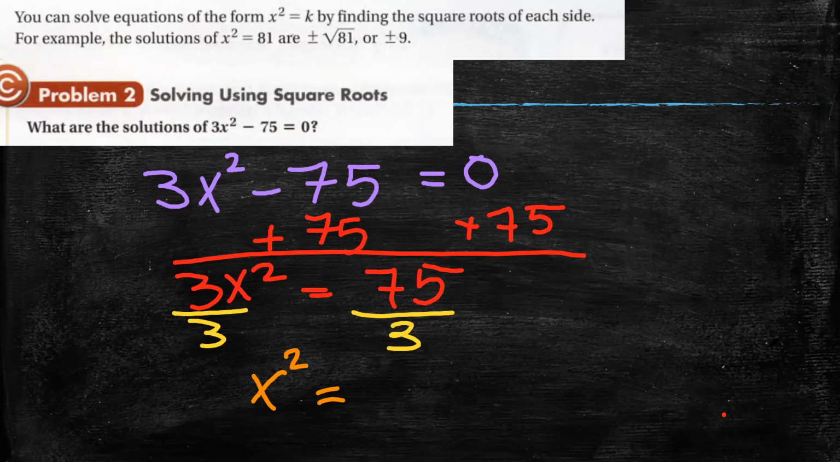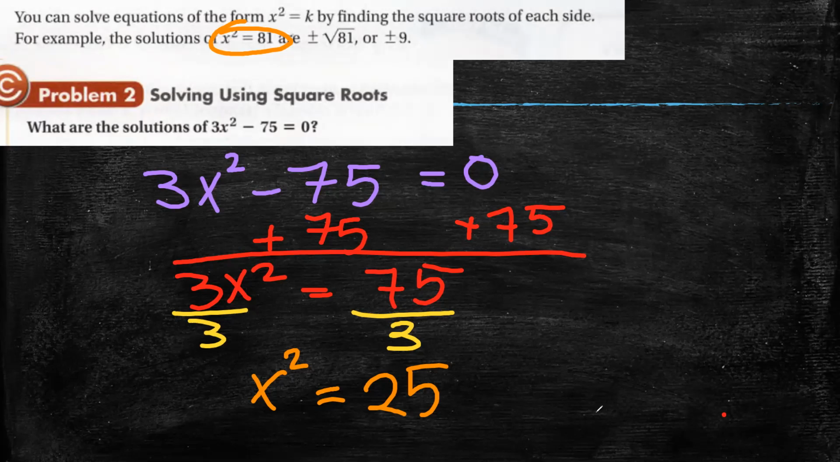And 75 over 3 is what? It's equal to 75 divided by 3. It's 25. Yes, 25. After that, I need to find the solution. I didn't find it by now. By now, I just isolated it to be written as x squared is equal to 25.